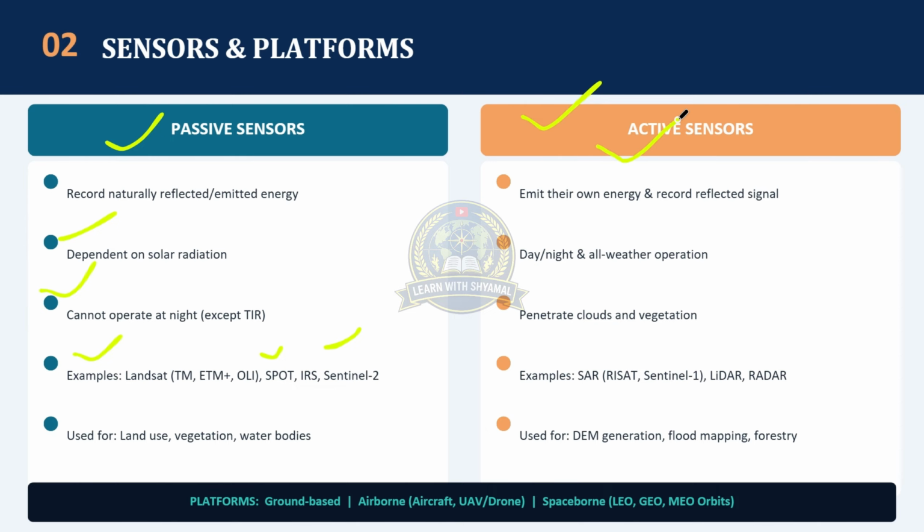Now there are some active sensors also. They emit their own energy and record reflected signals, day and night, and in all weather conditions they can work. They penetrate clouds and vegetation. Examples: SAR, RISAT, Sentinel-1, LIDAR and radar sensors. Used for DEM, digital elevation model generation, flood mapping and forestry. Platforms: ground-based, airborne, aircraft, UAV, unmanned aerial vehicle and drone, and spaceborne, LEO, GEO, MEO orbits.